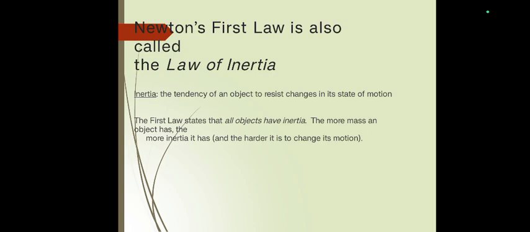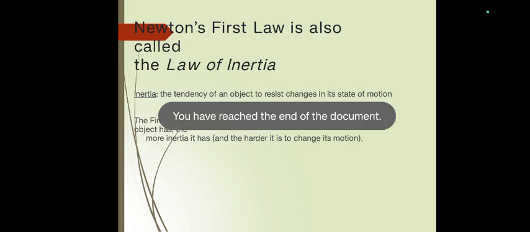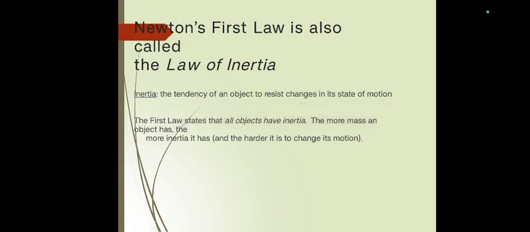Now, Newton's first law of motion is also called the law of inertia. That is, inertia, as said earlier, is the tendency of an object to resist changes in its state of motion or state of rest. So, the first law states that all objects have inertia, and the more mass an object has, the more inertia it has. Okay, understood? So, we learned the first law of motion.